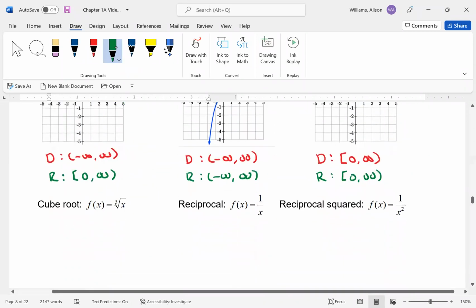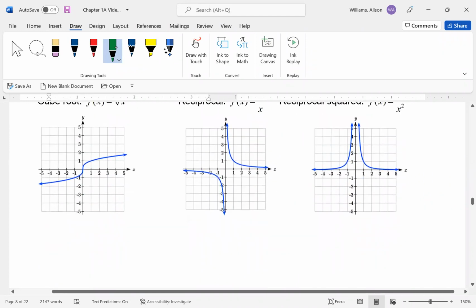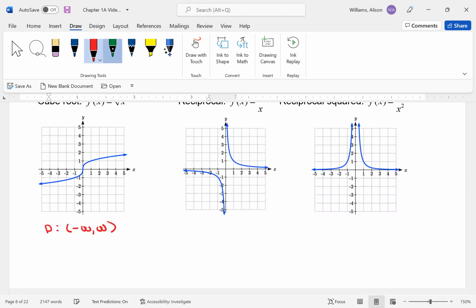All right, cube root function. So expanding left and right forever. Negative infinity, positive infinity. Range is going up and down. It's just really slightly going up and slightly going down. So negative infinity, positive infinity.